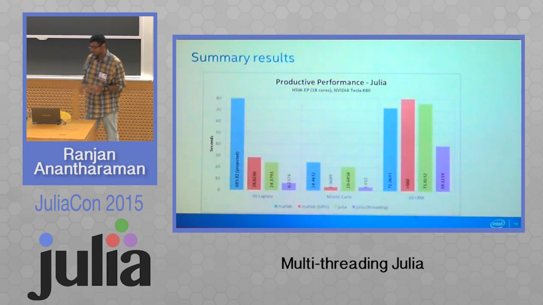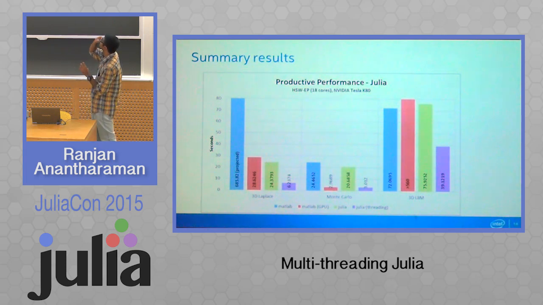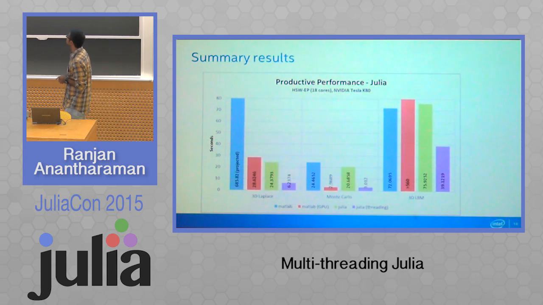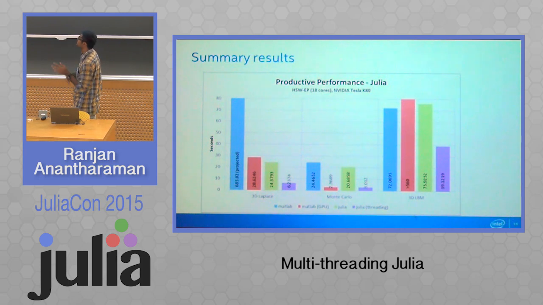This is a summary of the results we have. There are 3 workloads right now, and 2 which have preliminary results. One is the 3D Laplace workload, another is a simple Monte Carlo workload, and the third is LBM, which stands for Lattice Boltzmann model. The first column represents MATLAB, just firing up normal MATLAB. The second column represents MATLAB with GPU acceleration, which is usually the best performing MATLAB. Then we have single-threaded Julia, and then Julia with our threading infrastructure.